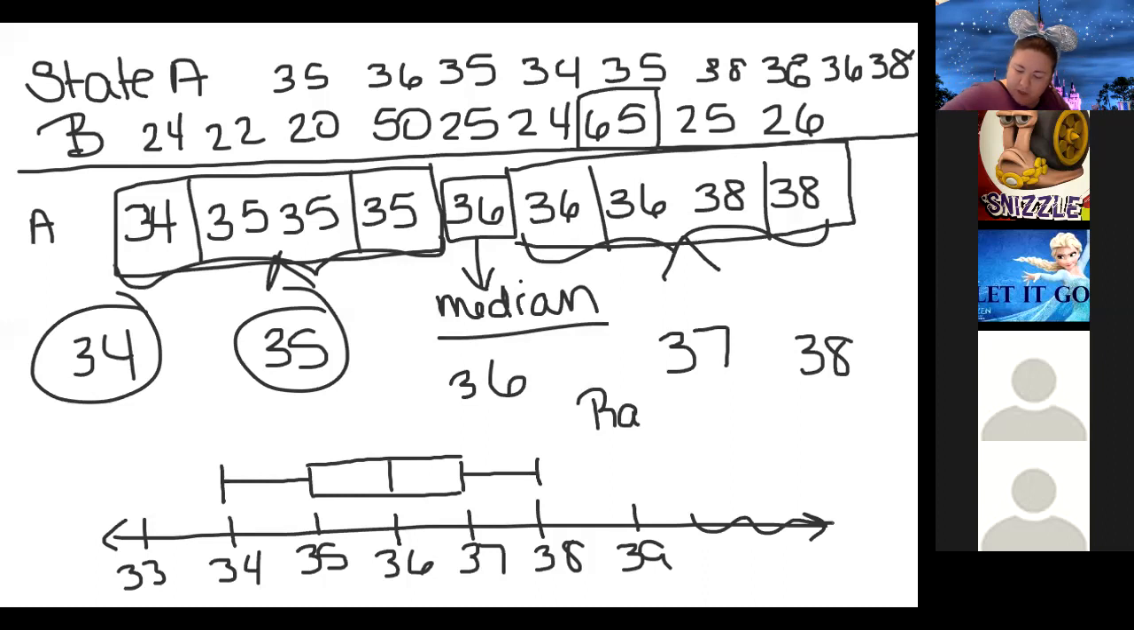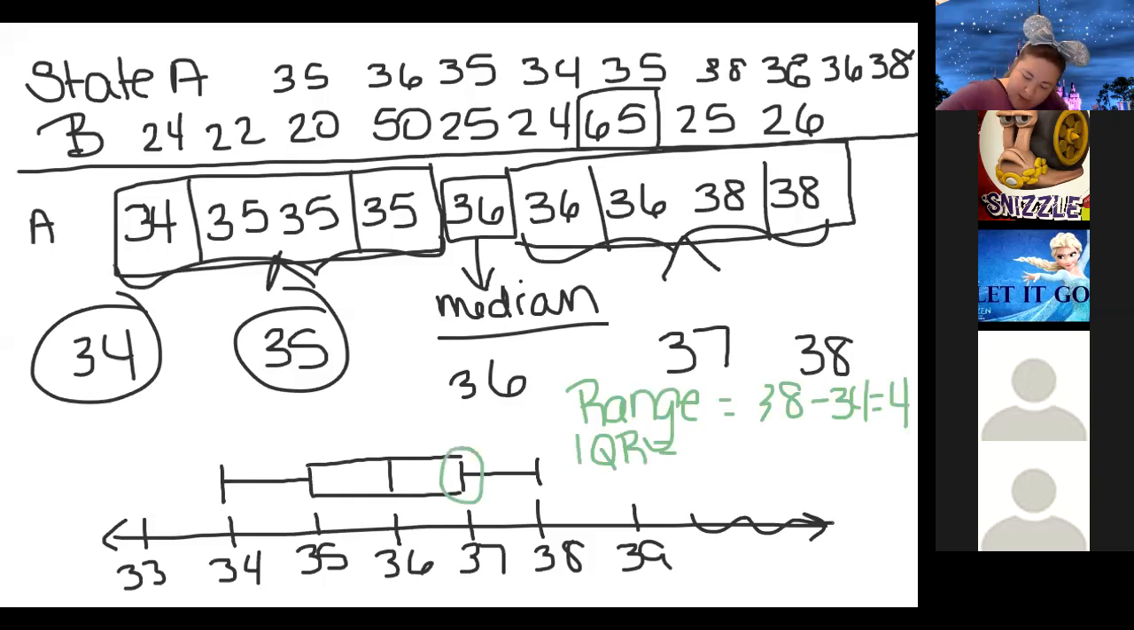Let's see if I can change my pen color. No, let's do green. So let's erase the words range. This way it's easier to see. Okay, so we have range. So the actual range is going to be just the 38 minus the 34, which gives me 4. Then you're going to do your interquartile range, IQR. And that will always be this number here minus this number here. So I had 37 minus 35, which is 2.